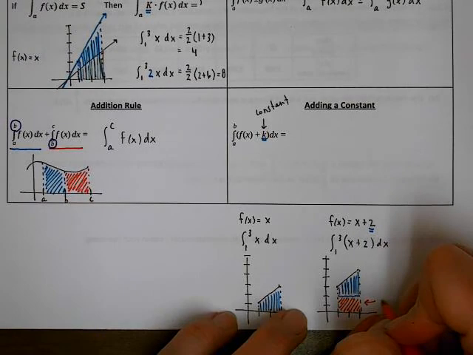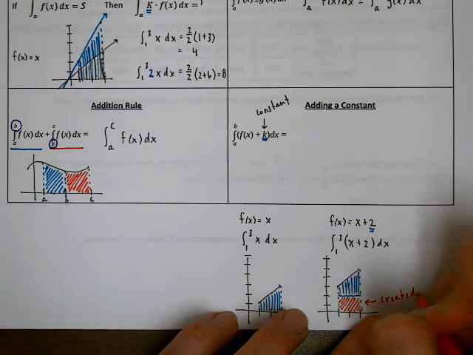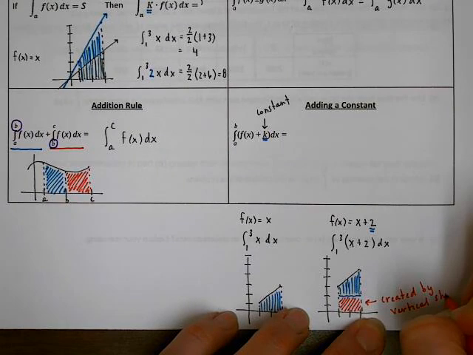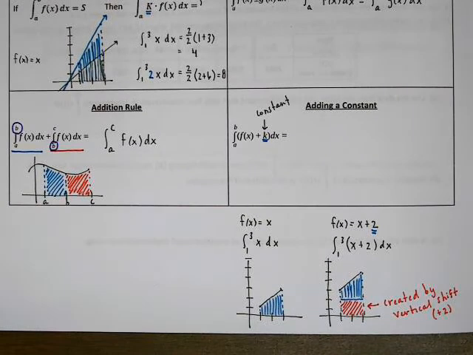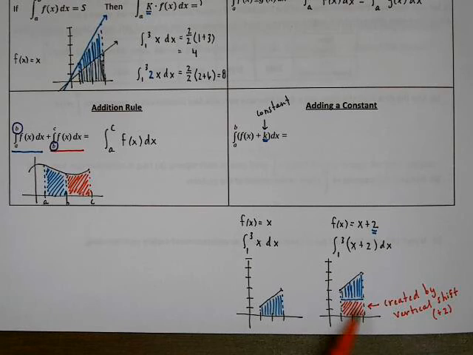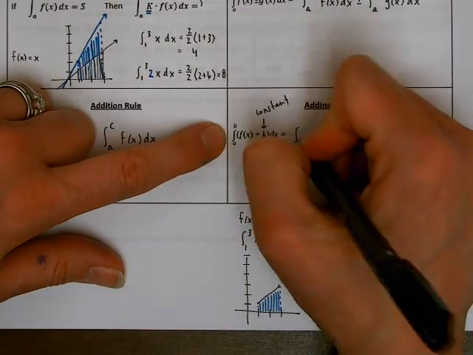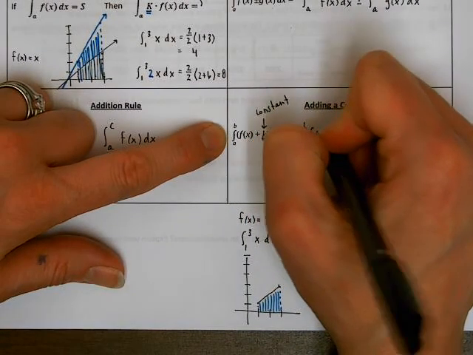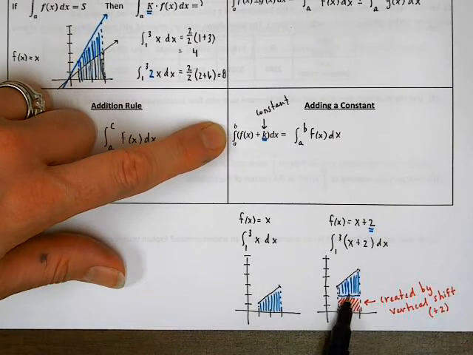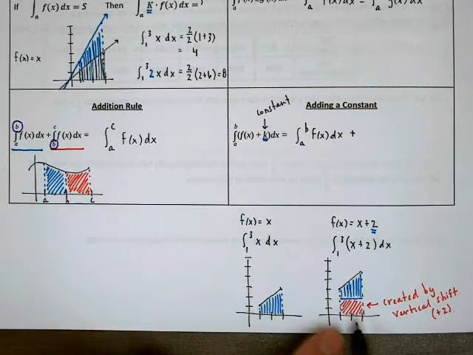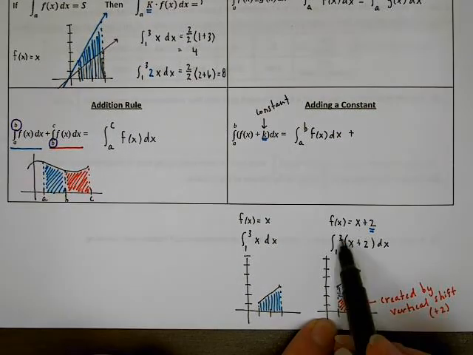This rectangle of area was created by that vertical shift, or the plus 2. So what we do when we add a constant is we add a rectangle under the area. So what we can really do here is I know this whole integral is going to be the same as the integral from a to b of just my regular function, right? That was the blue part. And then I added an area in the shape of a rectangle. Well, the base of that rectangle is just b minus a.